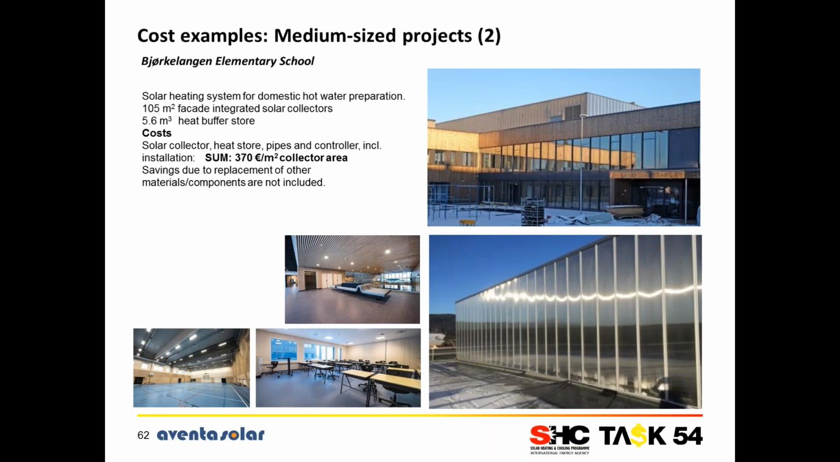I do the same for my next example. This is Björkelangen Elementary School. It's a new build project. Here you see the collector on the facade, on part of the roof and on the facade of this installation. It's a solar heating system for domestic hot water preparation. It's 105 square meter facade integrated collectors and 5.6 cubic meter heat store. If you look at the price here, we have 370 euros per square meter collector area. And this price does not include the savings of the materials which otherwise have to be placed on this facade.